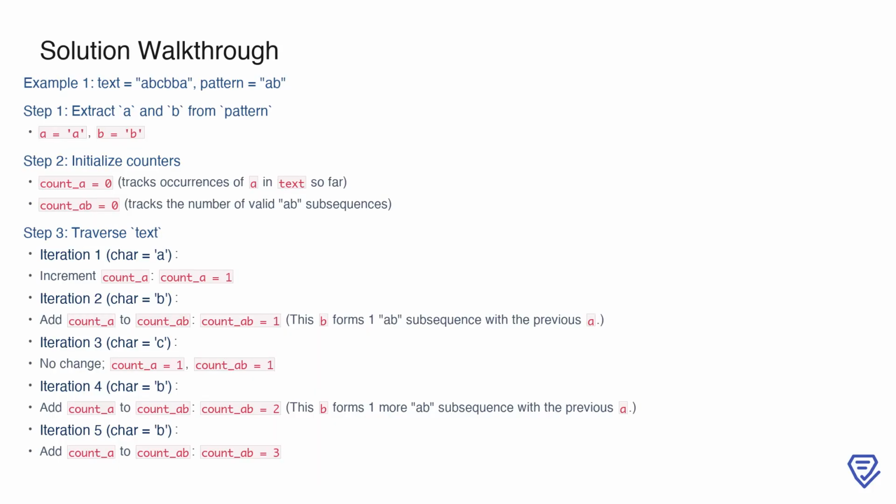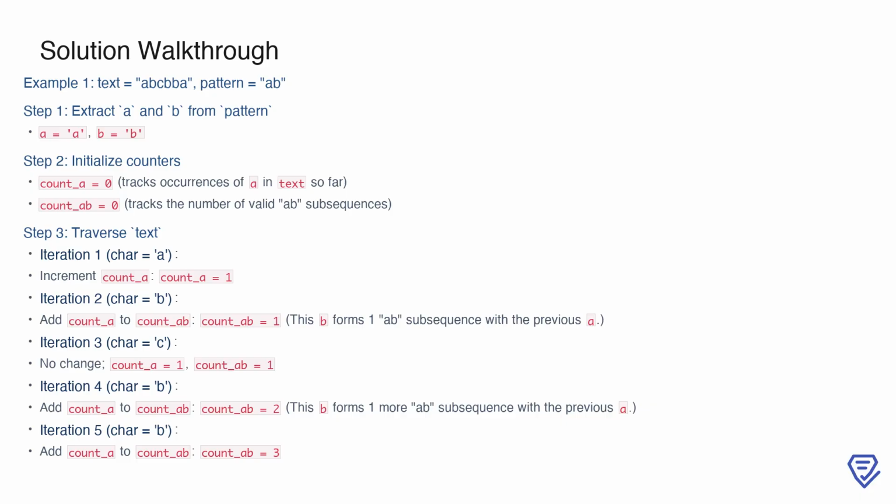To solve this problem, let's start with the first example where the text is abbcba and the pattern is ab. First, we extract the characters from the pattern: A is a and B is b. Next, we initialize two counters. Count_A starts at 0 and will track the occurrences of a in the text as we traverse it, while count_B also starts at 0 and will keep count of the valid subsequences formed so far.